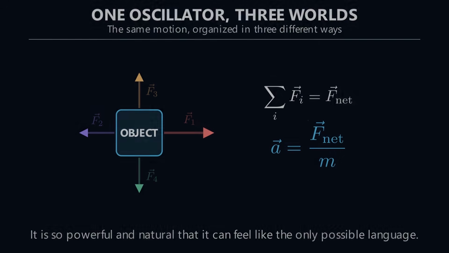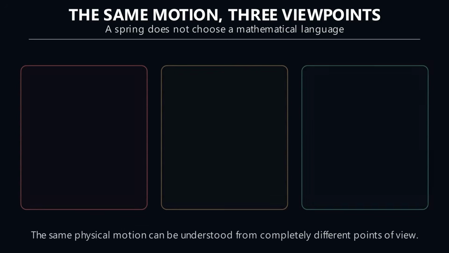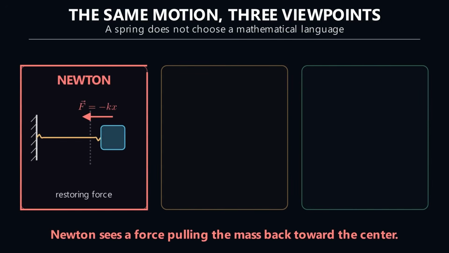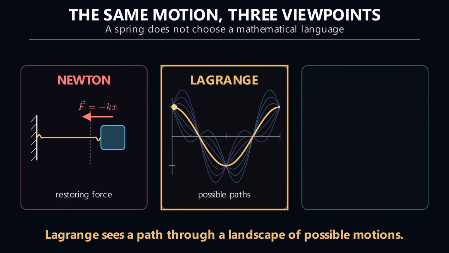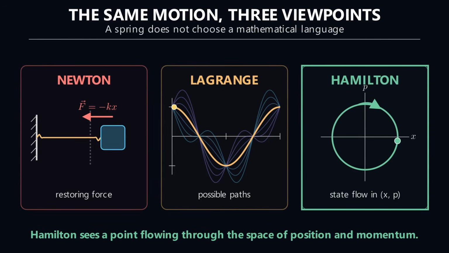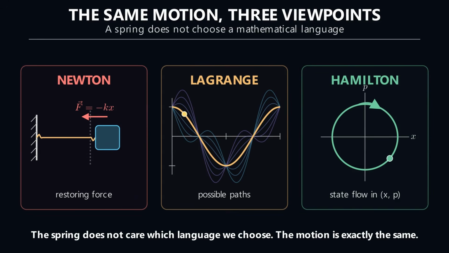So I want to take one problem we already know, a mass on a spring, and actually work through all three methods. With Newton, we start with the restoring force. With Lagrange, we build the Lagrangian from kinetic and potential energy. And with Hamilton, we track the position and momentum together. The spring moves the very same way every time. What changes is the information we start with and the steps we use to get the equations of motion.